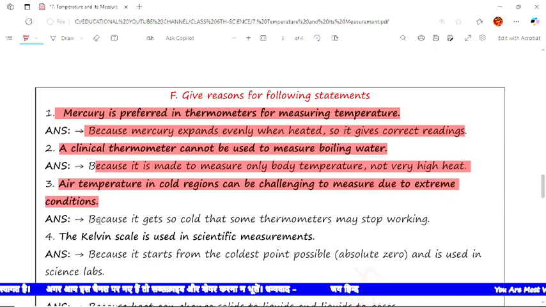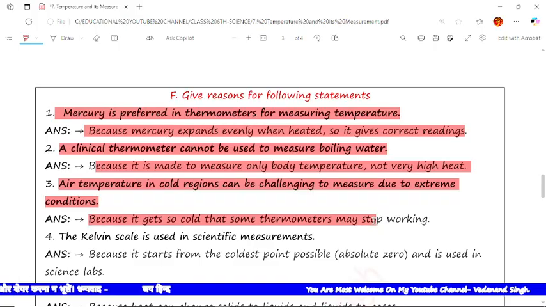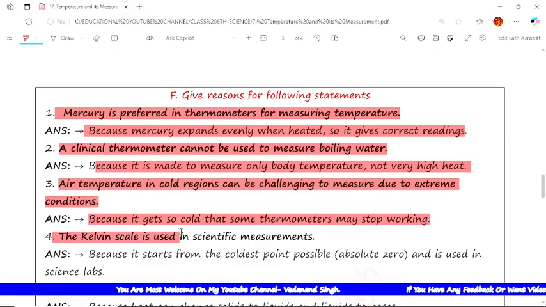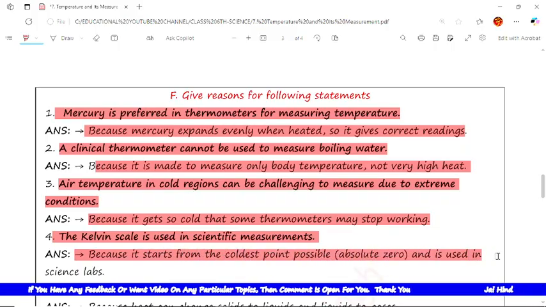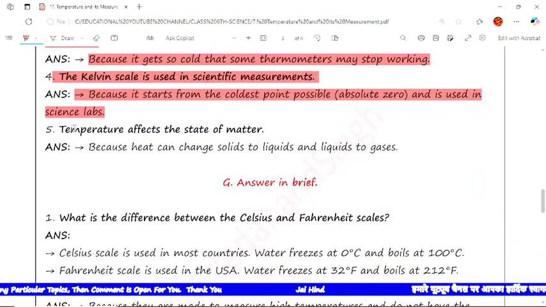The reason is that it gets so cold that some thermometers may stop working. The next statement is: the Kelvin scale is used in scientific measurement. The reason is that it starts from the coldest point possible, absolute zero, and is used in science labs.